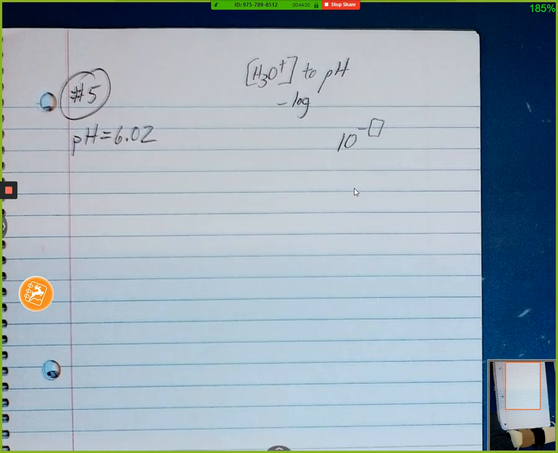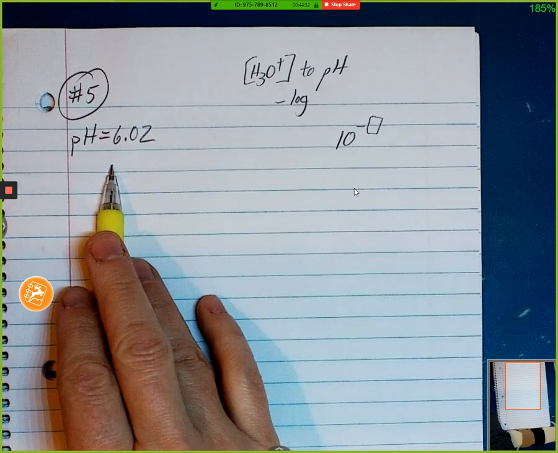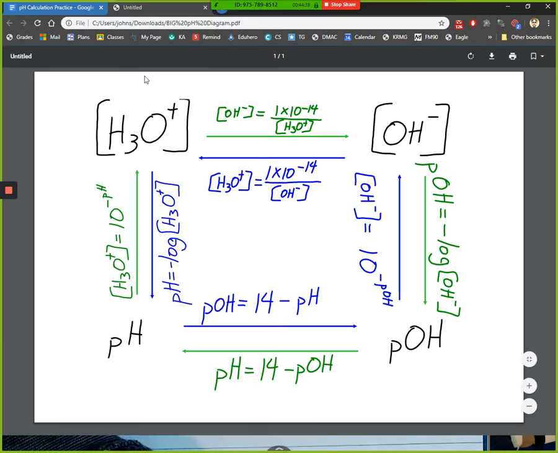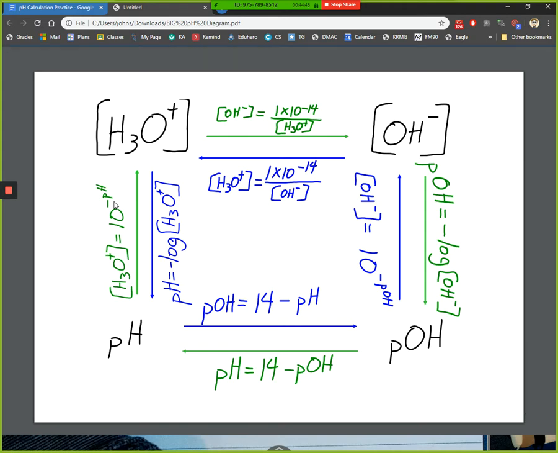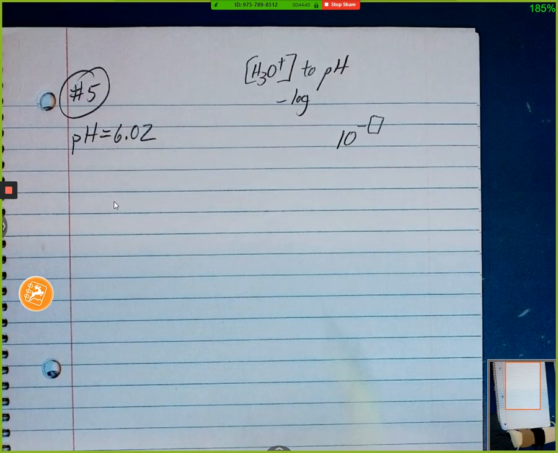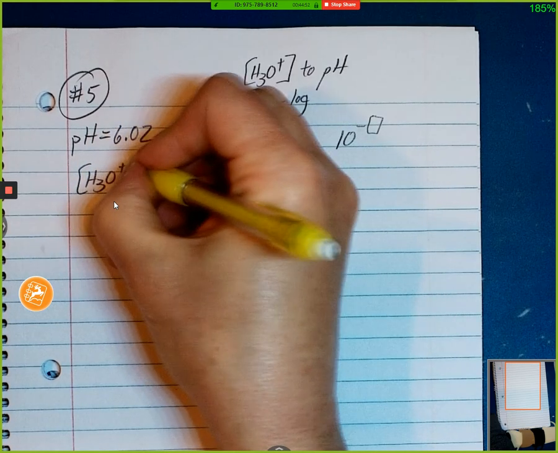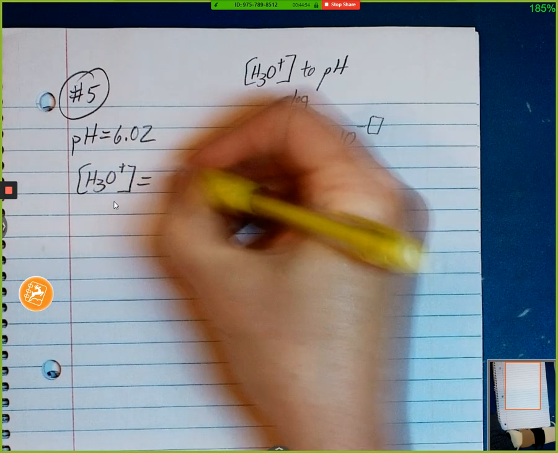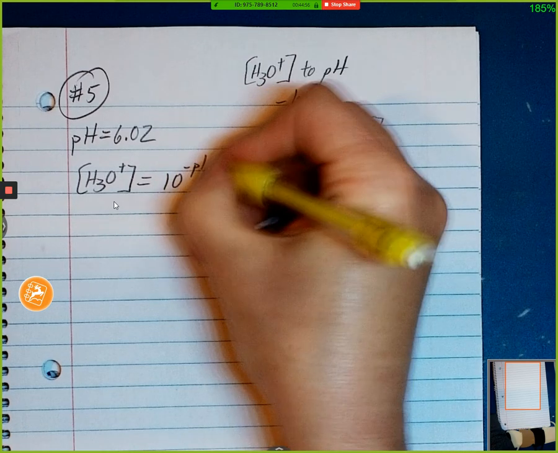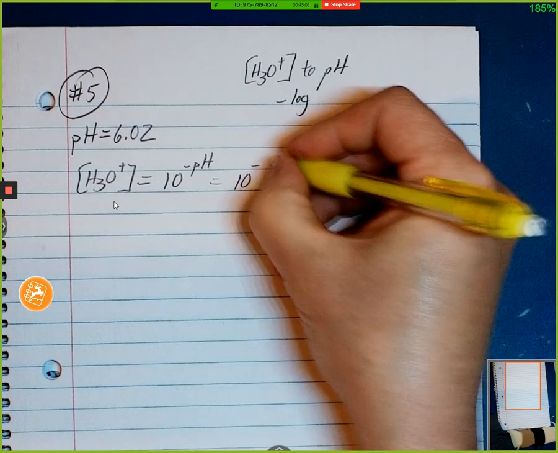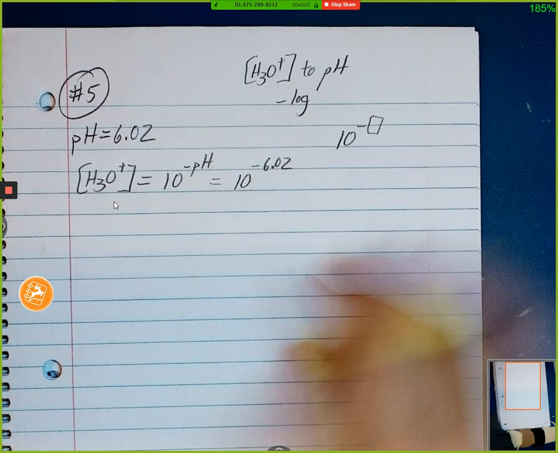So in other words, going off of the diagram, let me pull it up on the diagram so you can see what I'm talking about. If we're coming from pH and going up here to H3O, our H3O concentration is going to equal 10 to the negative pH. So H3O equals 10 to the negative pH power. That's going to equal 10 to the negative 6.02. Now, I want to get an actual number there.